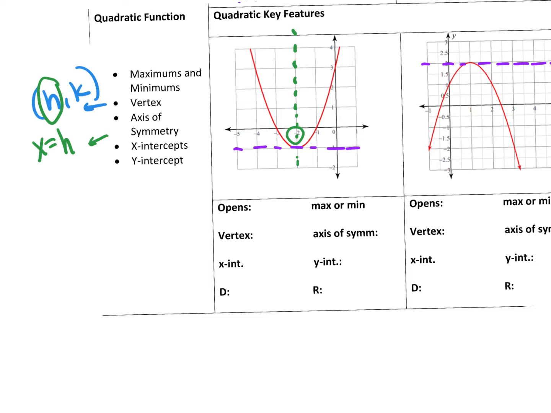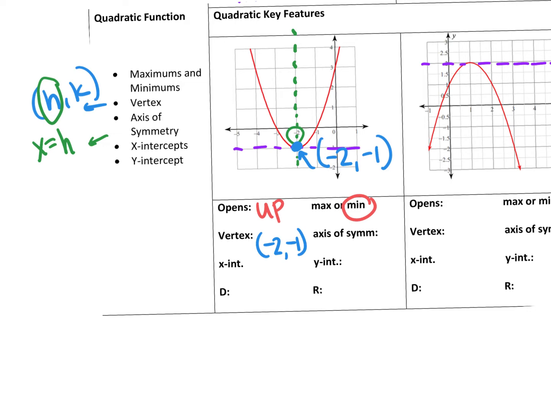So let's go through an example and talk about the quadratic key features. The first thing I want to know is, does this graph open up or down? Well, the arrows on the graph are going up. So the graph opens up. And because it opens up, we have a floor or a low point, which we'll call our minimum. The vertex of the graph sits here at the value HK. And that value is just going to be X is -2, Y is -1. So my vertex is at -2, -1.